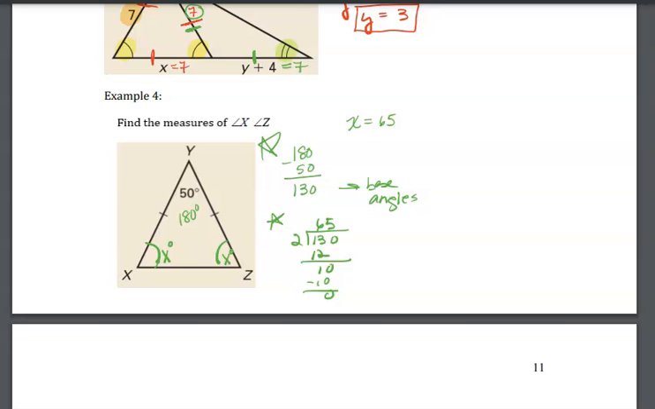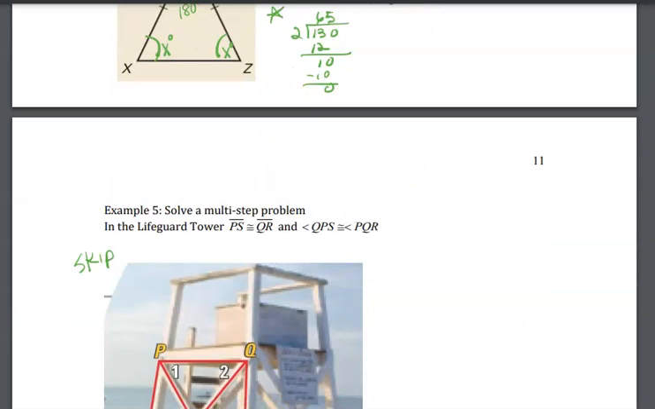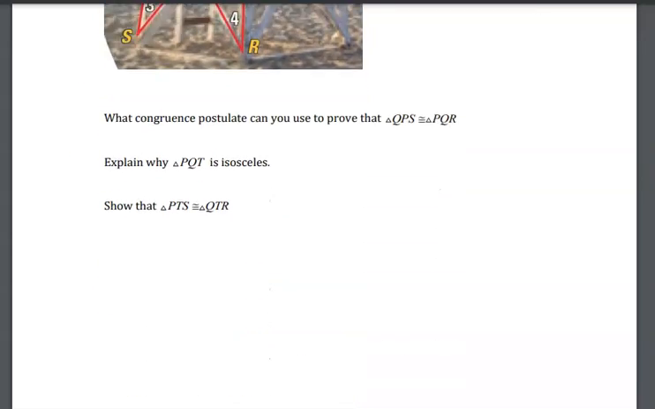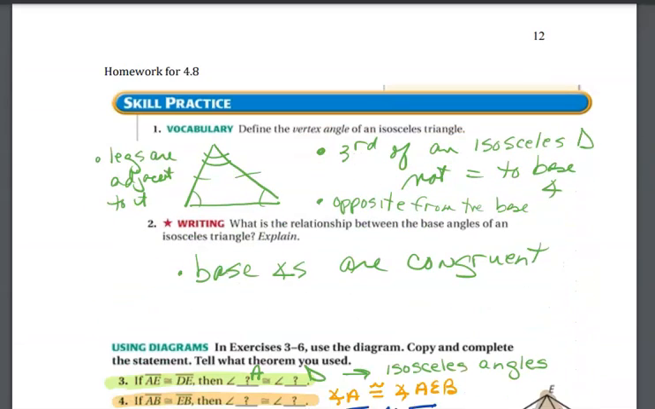Okay, so those are 3 or 4 really good examples. I said you can skip this one. I didn't particularly like that drawing. And then in terms of skill practice, this was the homework. So let's go over this as well.